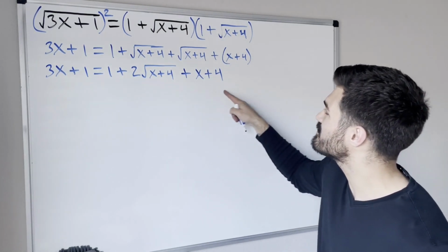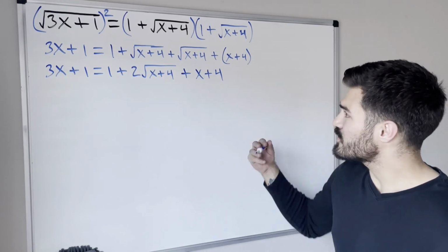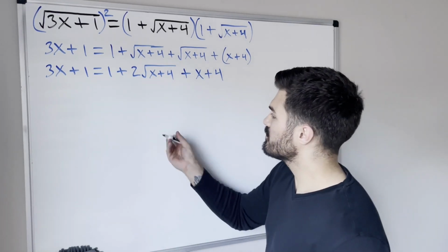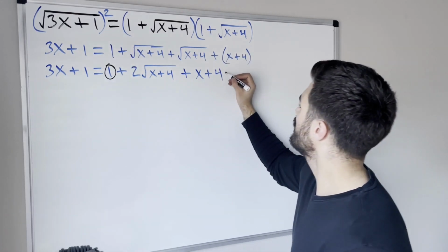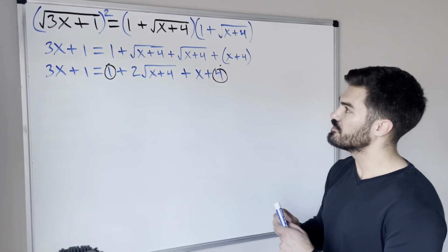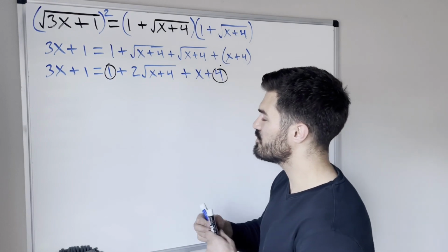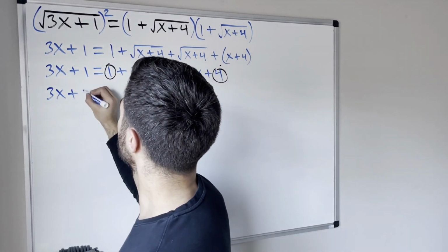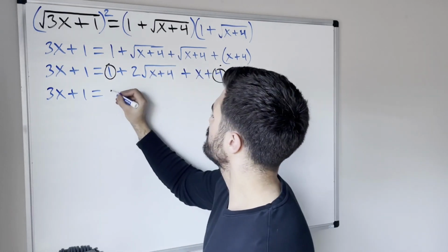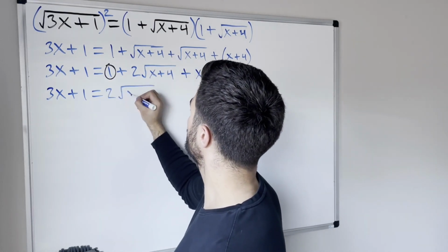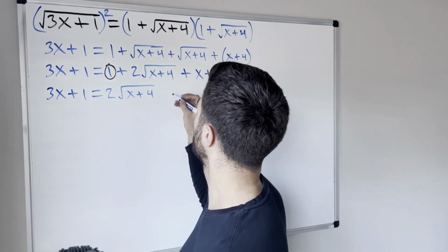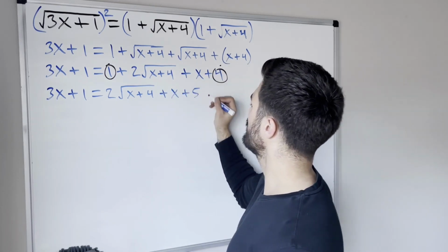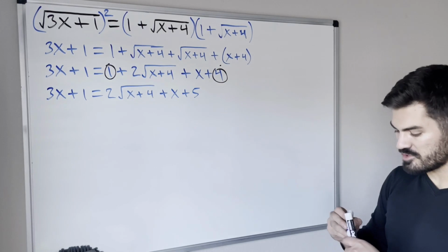Okay, so now we have this equation we can solve. So I can start doing some stuff. Let's see, I'll use a different marker because what I'm going to do is combine 1 and 4 to be 5. I want to write out every step. So we have 2 times the square root of x plus 4, plus x plus 5. So I combine those two like terms.